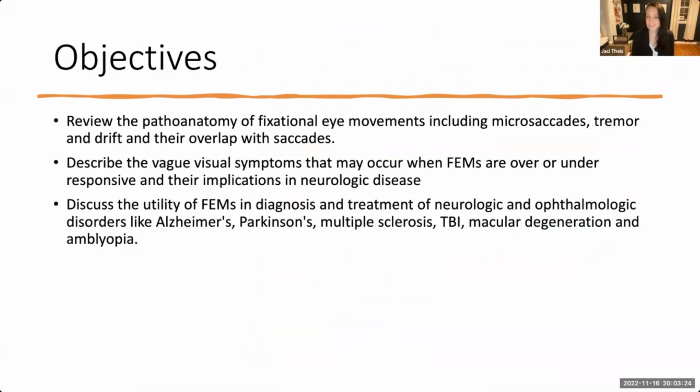We're going to describe the vague visual symptoms that patients may have when their fixational eye movements are over or under responsive, and their implications in neurologic as well as ophthalmologic disease based on current research states. And then we're going to discuss the utility of fixational eye movements in diagnosis and treatment of neurologic and ophthalmologic disorders like Alzheimer's, Parkinson's, MS, TBI, AMD, and amblyopia.